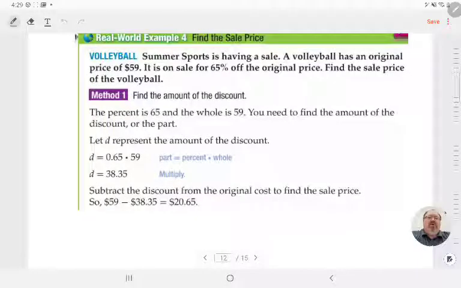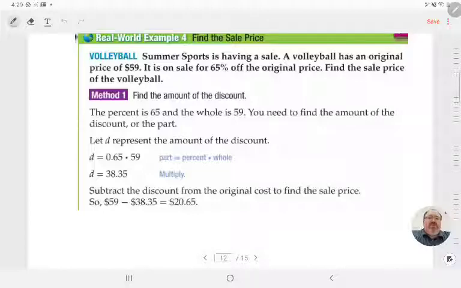So you go into a store, it has a price tag on a volleyball for $59 and has a sign above it that says sale 65% off. And you want to know, how much do I pay for it? How much is it going to cost me? Do I have enough money? So here's how you can do it.